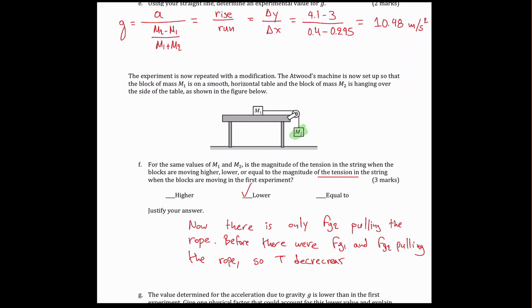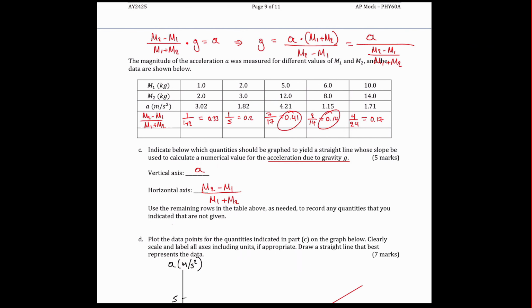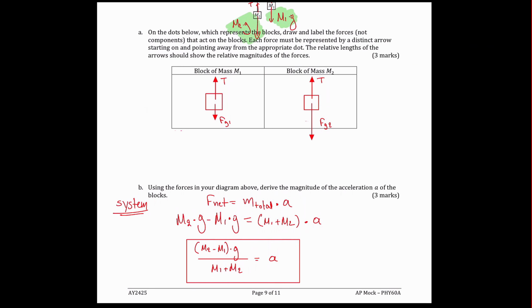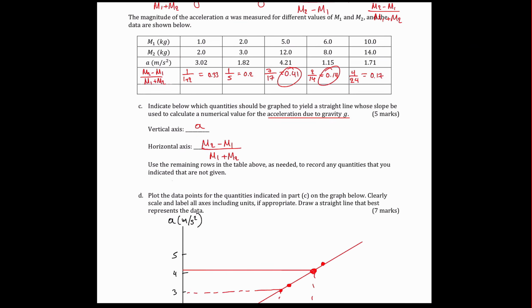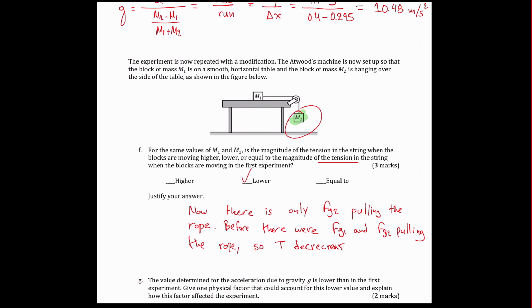For example, because the block of mass 1 is on the table, the net force on the system increases. Actually, what we can say now is that before, the net force was Fg2 minus Fg1. Now the net force is just Fg2, so the net force increases. So since we have more net force, there is more acceleration, and since there is more acceleration, the tension has to be lower. Or if we're not sure about this, we can do the calculations.